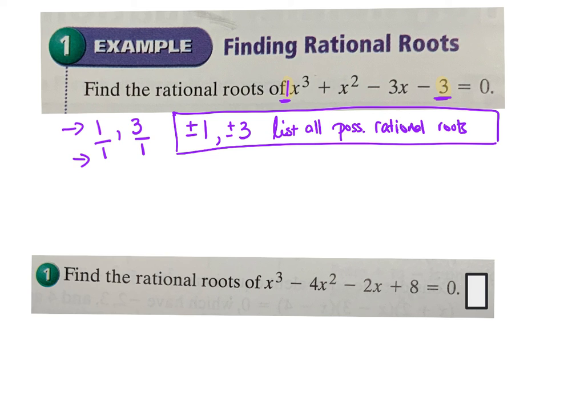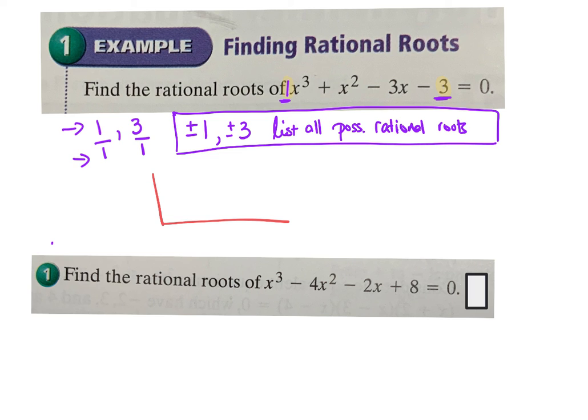What's another way to test if positive 1 is a 0 of this, or if negative 3 is a 0? Synthetic substitution, right? Which is synthetic division. So I could either plug these numbers in and say, do I get 0? Or I could do synthetic division.